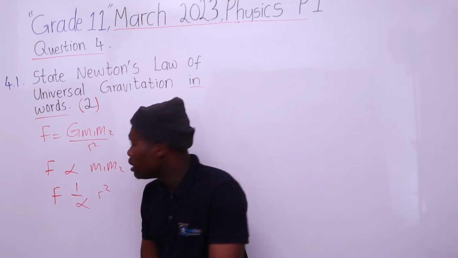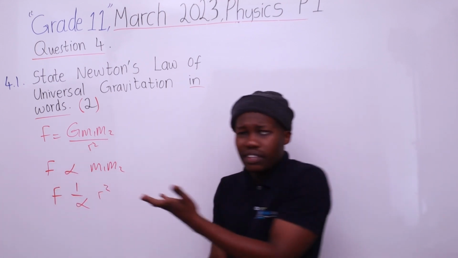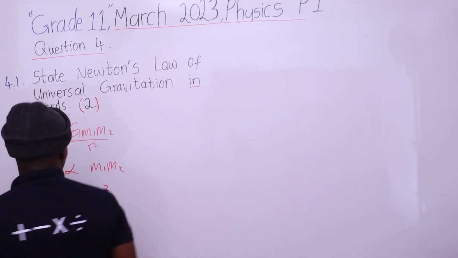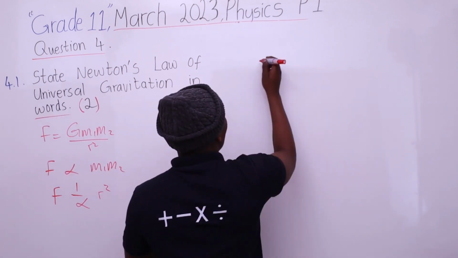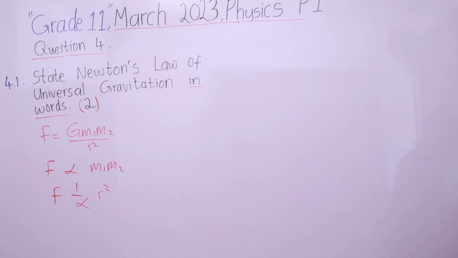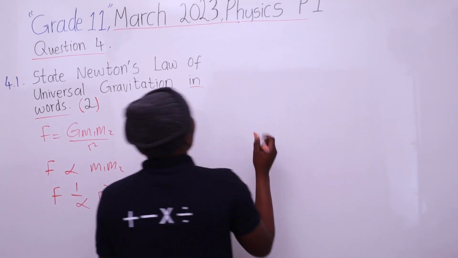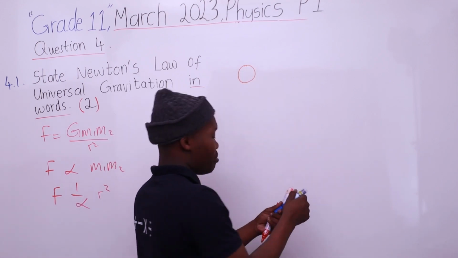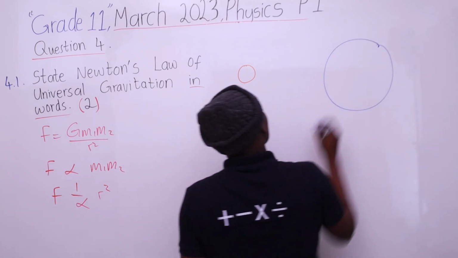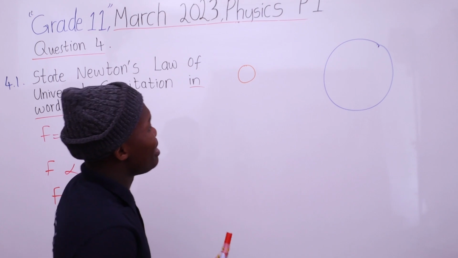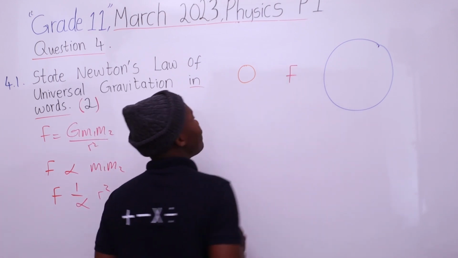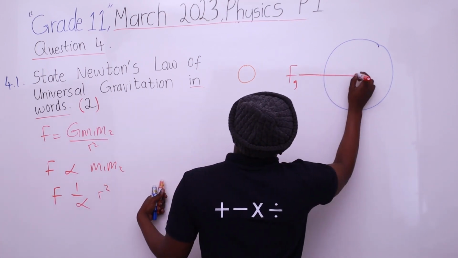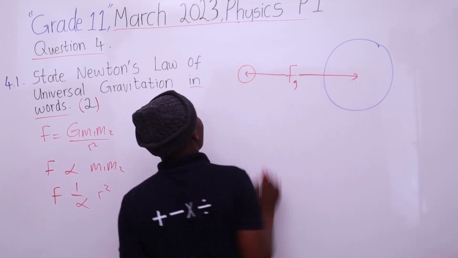So, what do they mean? F is directly proportional to the product of their masses, but also F is inversely proportional to the square of the distance between their centers. Let us say we have an object at a certain distance away from the earth. There exists a gravitational force Fg between the center of the earth and the center of this object.